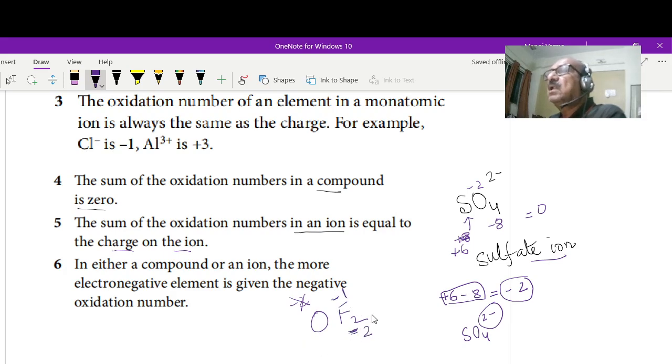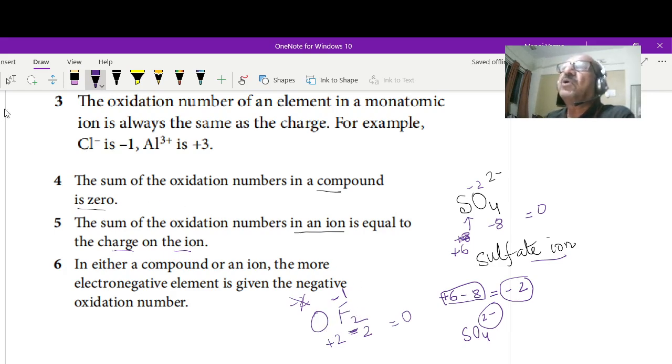The total, this is a compound, this is not an ion. So the total of all the oxidation numbers should be equal to 0. So oxygen therefore becomes +2. So this is how we decide about the oxidation number, and this helps us.